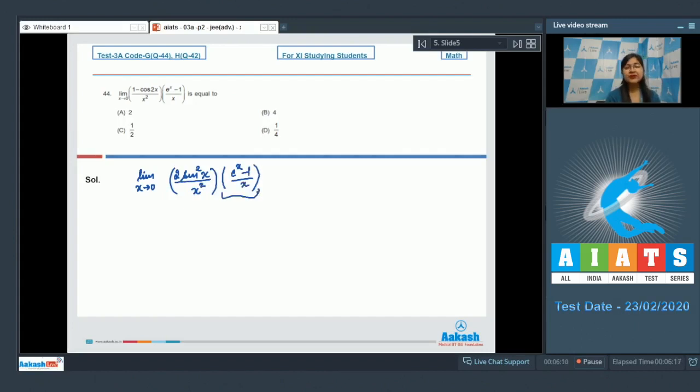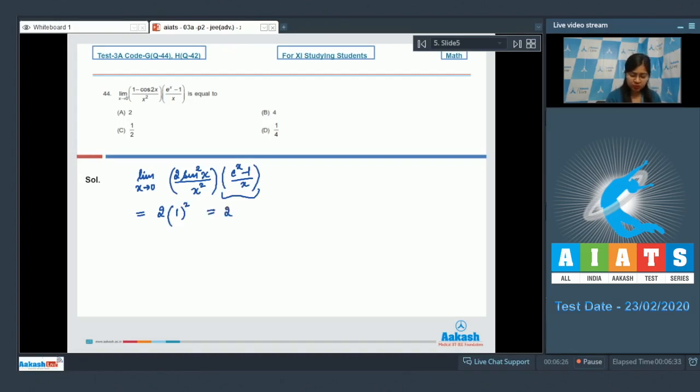Now this is a standard limit. Limit x tending to 0, (e raised to the power x minus 1) upon x is ln e, that is 1. So this is equal to 2 into (sin x upon x) whole square, that is also a standard limit. It will be 1 whole square.